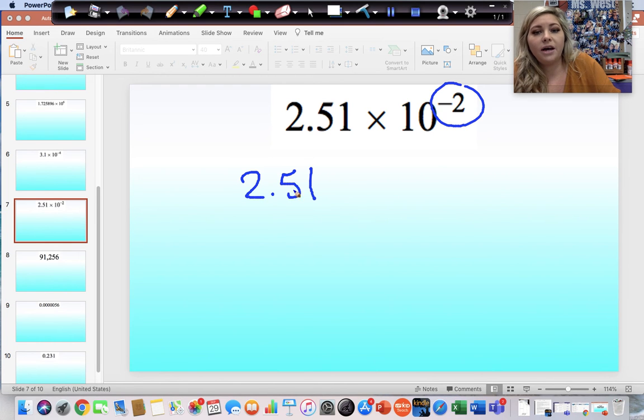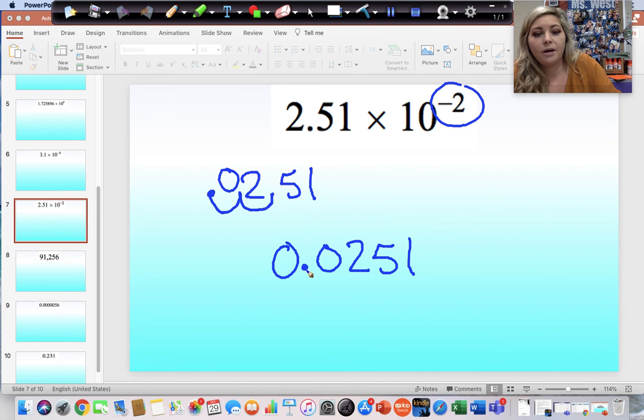We also have a negative exponent here, so we are again going to move it 2 times to the left and annex a 0. And we will put a 0 on the other side of the decimal point so that we don't have a dangling decimal here.